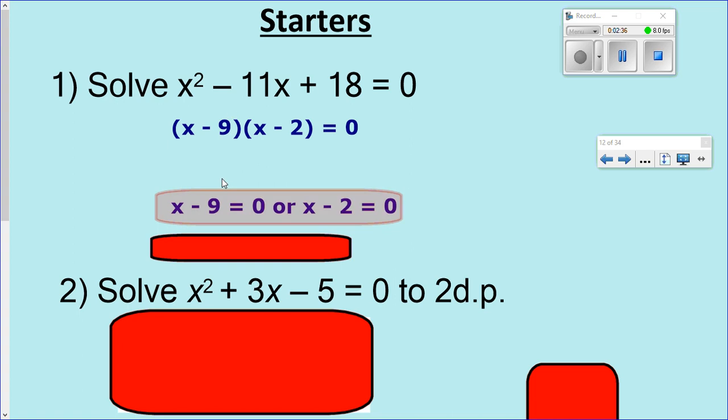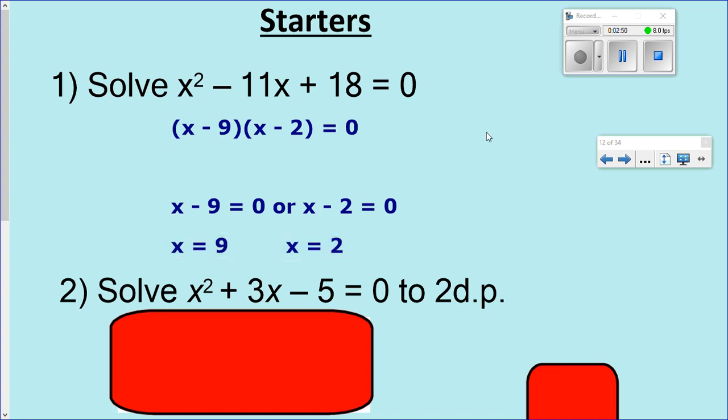Now, once we've done that, we're going to split it up. So we'll have either x take 9 equals 0 or x take 2 equals 0. And then to get rid of negative 9, we need to do the opposite. So we're going to add it on. And the same for negative 2. So our final answer will be x equals 9, x equals 2.